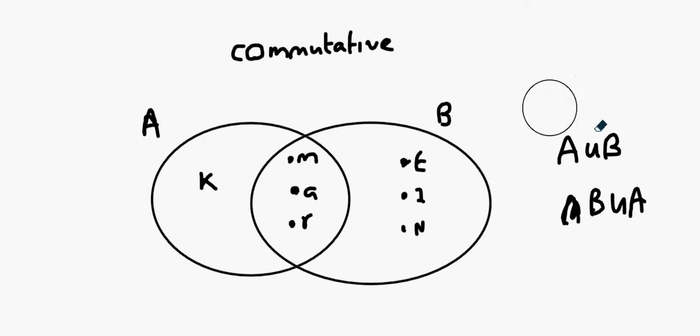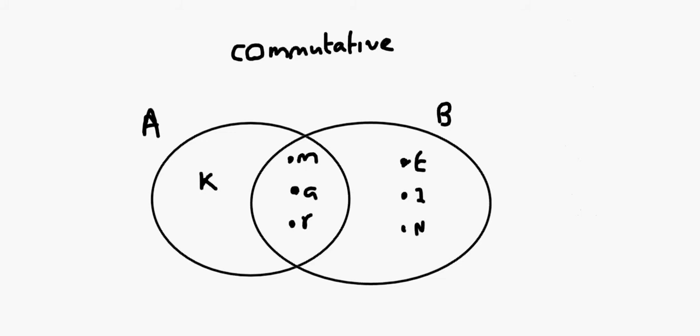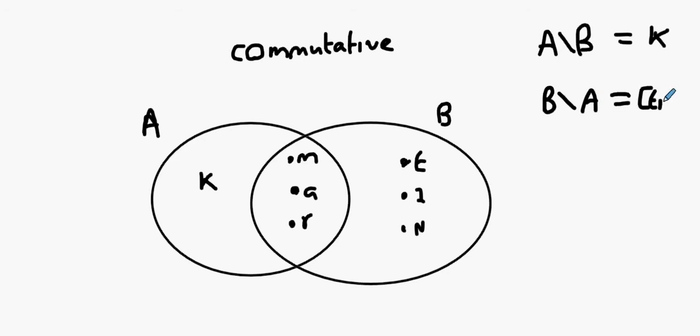Ready? What happens about this? A less B. What does that mean again? Everything that's in A and not in B. What is everything in A that's not in B? Okay. Everything in B that's not in A is T-I-N. That spells out to me that this is not commutative. Everybody cool with that? Yeah.